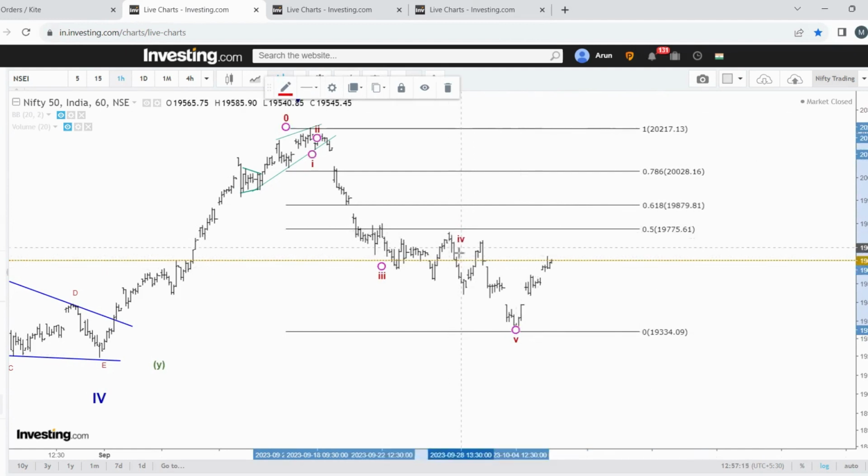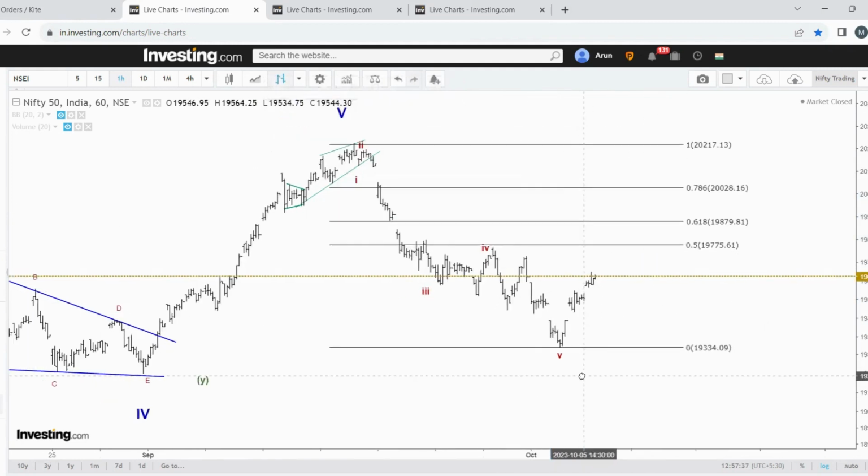19,760, this high, this fourth top high is important. This price should move above the fourth top high to confirm. Okay, it may be A, B, and C, and the price may move to 19,775 to 19,880 levels. Okay, can be in A, B, C if this count is right.